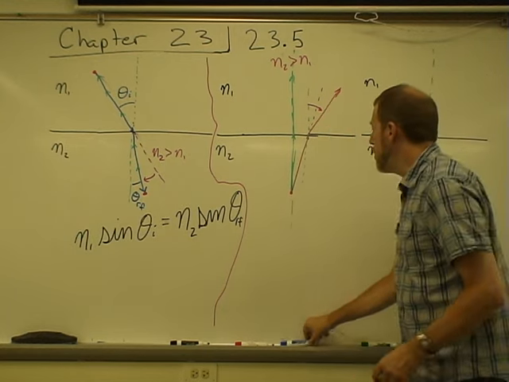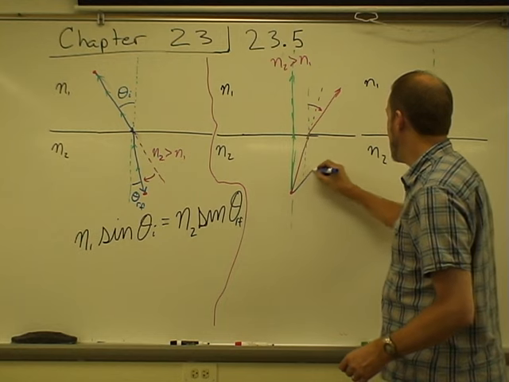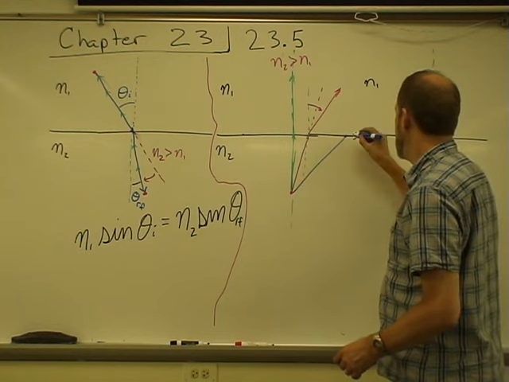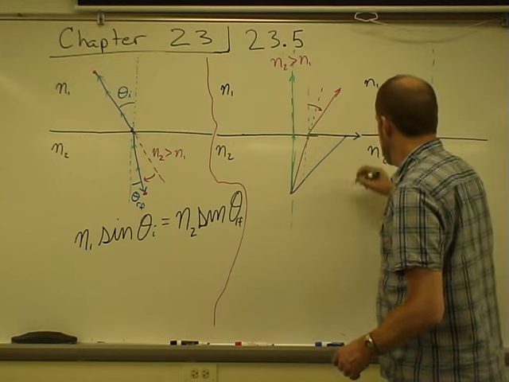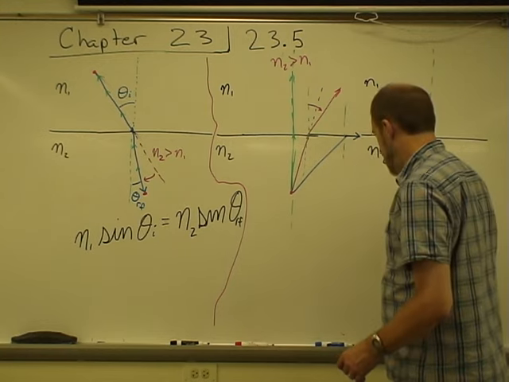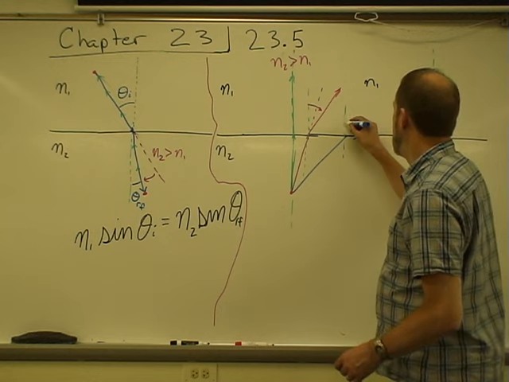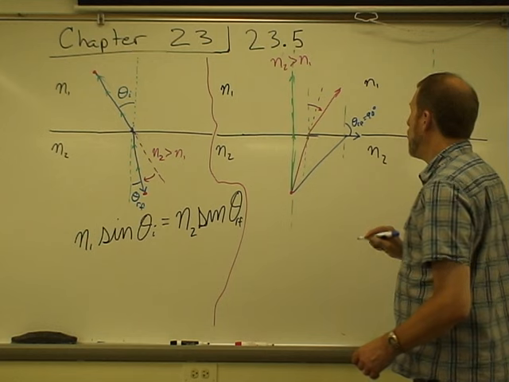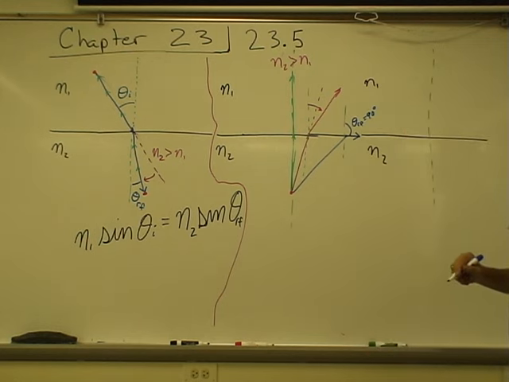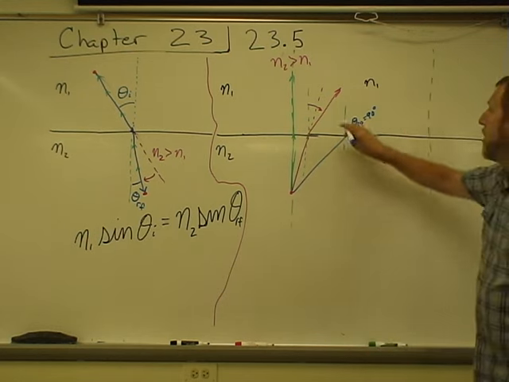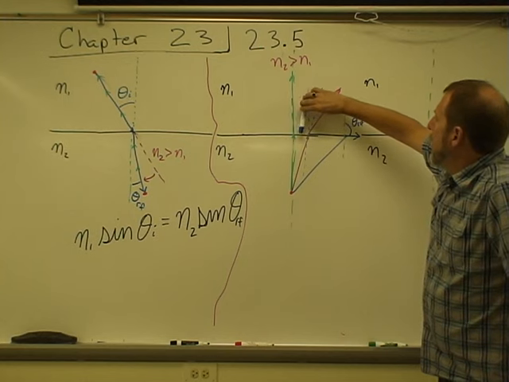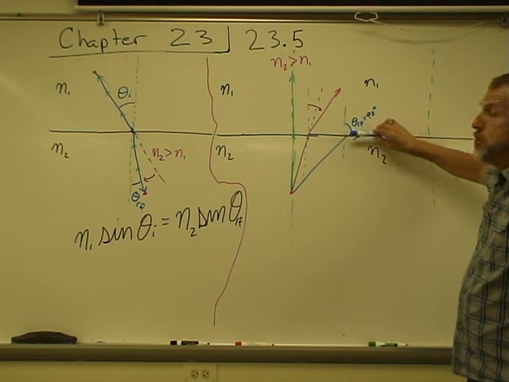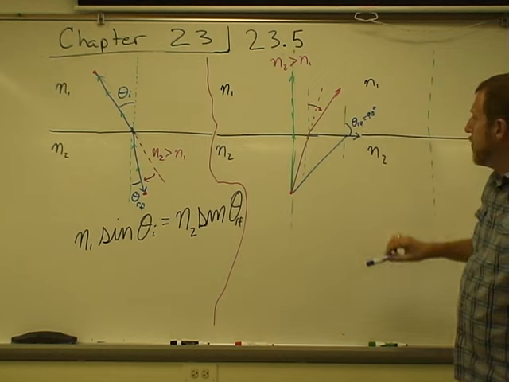So that means there should come a point where the angle of refraction is equal to 90 degrees, because as the refracted light gets bent farther and farther from its original path, eventually it's going to hit a point where, hey, it's at 90 degrees.